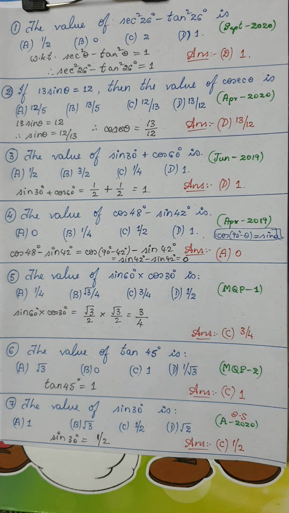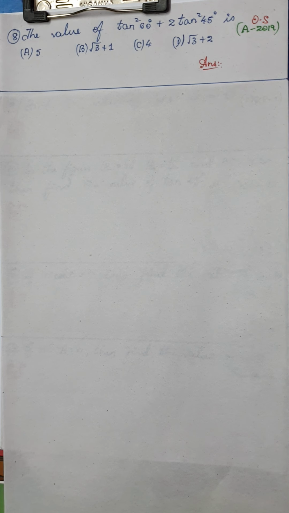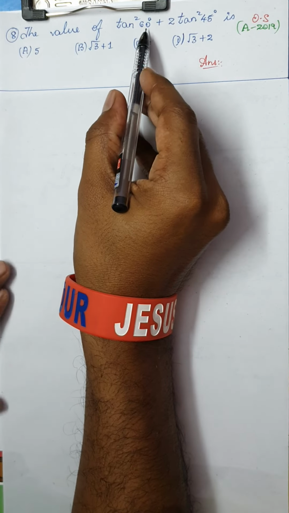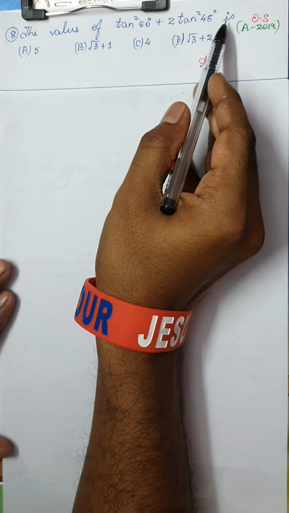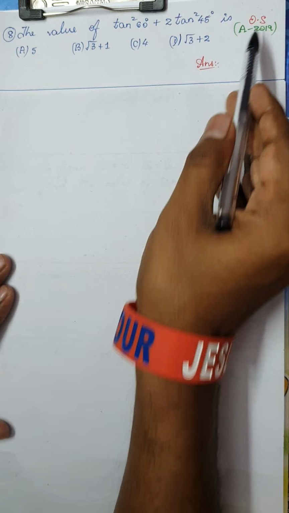Okay, let's not waste our time. Going on to question number 8, going to question number 8, the value of tan square 60 degrees plus 2 tan square 45 degrees is. So this was asked in April 2019, old scheme question paper.